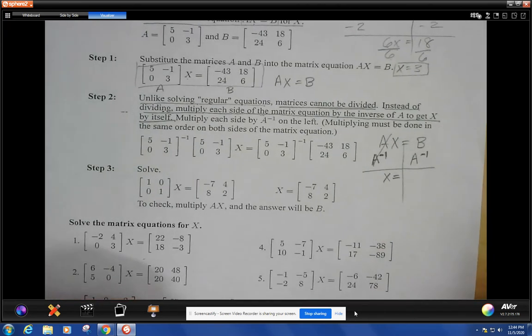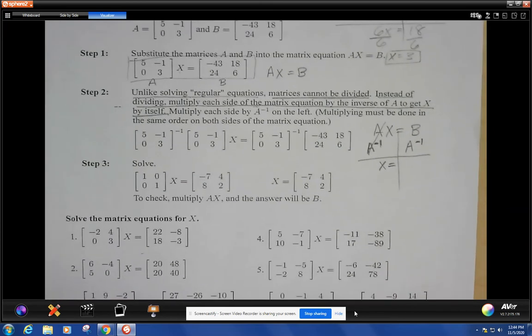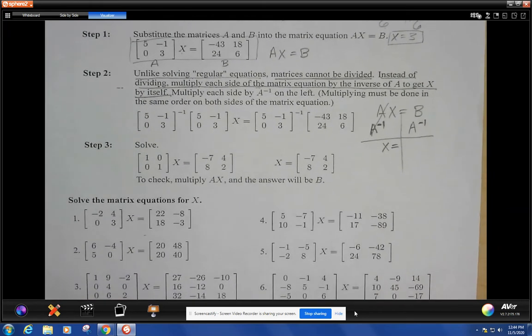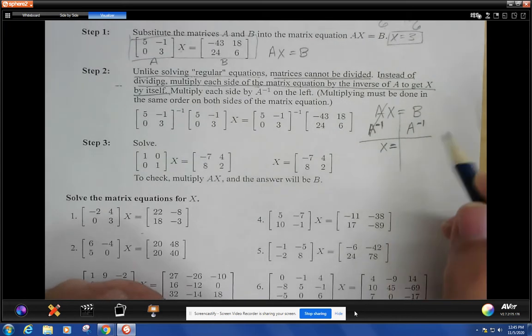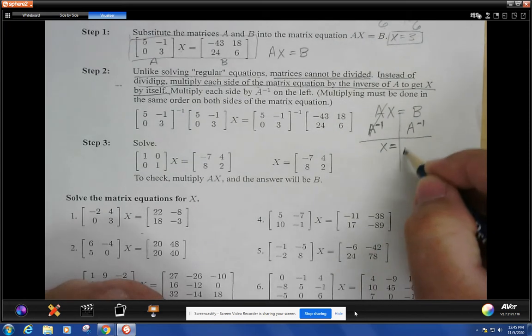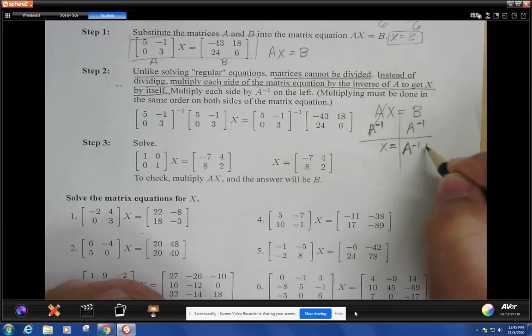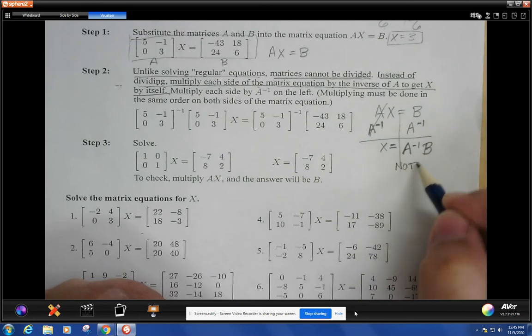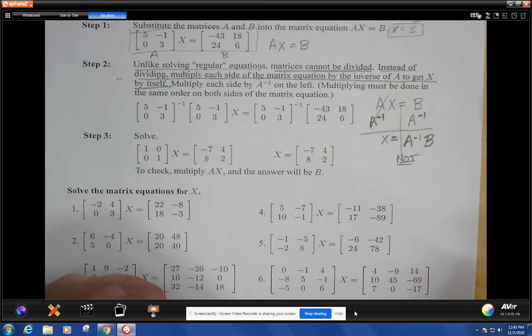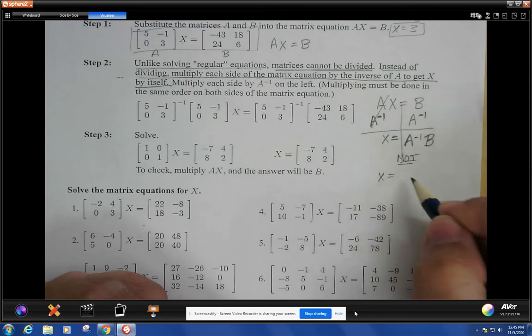Now here is the really critical part. And I'm going to go ahead and tell you right now, I have no idea why there is a difference, but there is a difference in the way that you write this, okay? So x equals, what you have to start with is the inverse of A times B. Okay? Now, I'm going to write this in big, bold letters, it is not X equals B times the inverse of A.